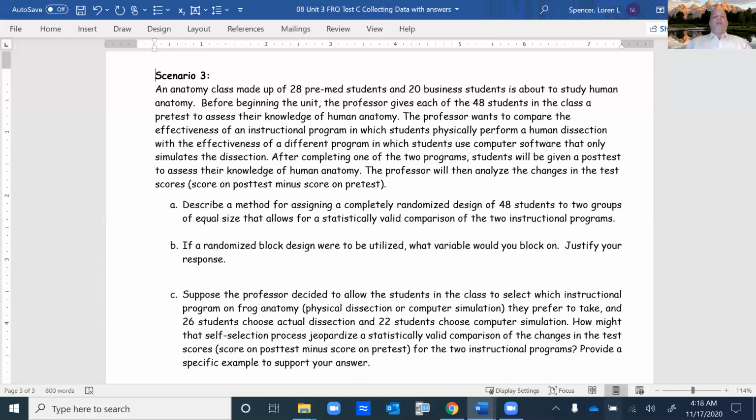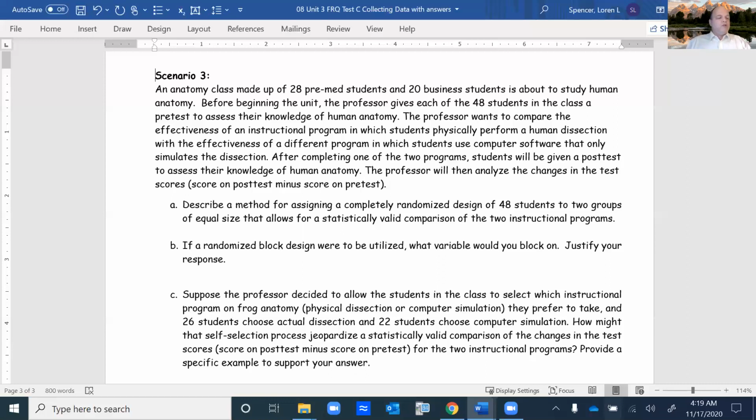So I'm going to take the 28 pre-med students and the 20 business students. I'm going to put all their names in a hat. So that's 48 names in a hat. I'm going to mix those 48 names around and draw. The first 24 names drawn will go to the physical dissection. The remaining 24 names will go to the computerized dissection.